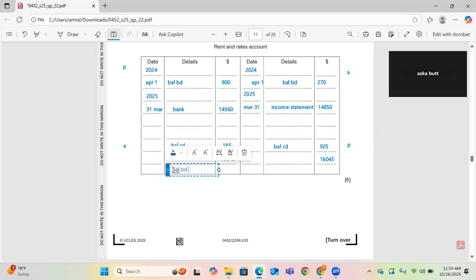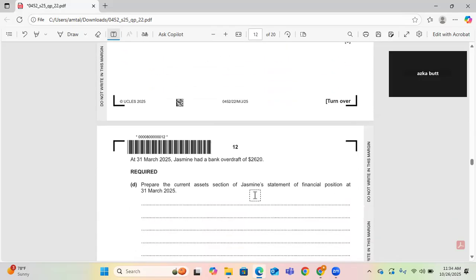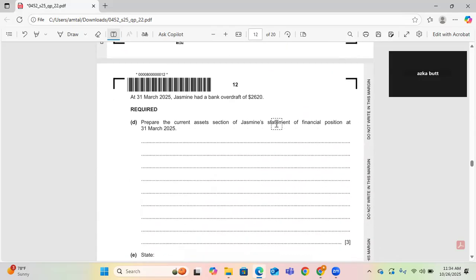Yeah, so let's write it here. Balance BD, that is 925, and here again the balance BD, that is 185, and the date will be April 1st. April 1st. Okay. Done with this account.